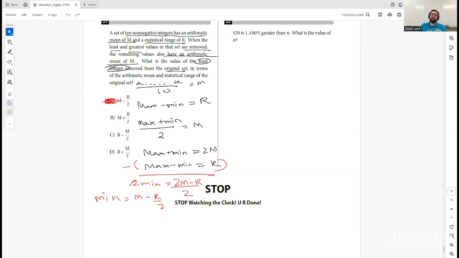So that's just one way of doing it. Alternatively, you could have made up random numbers and tried doing it on Desmos using the term min. This might take you 4 or 5 minutes, playing with all the different numbers and making sure that when you remove the smallest and the largest number, it still has the same mean. So, okay, well, thank you so much. And we're going to have one more to go.